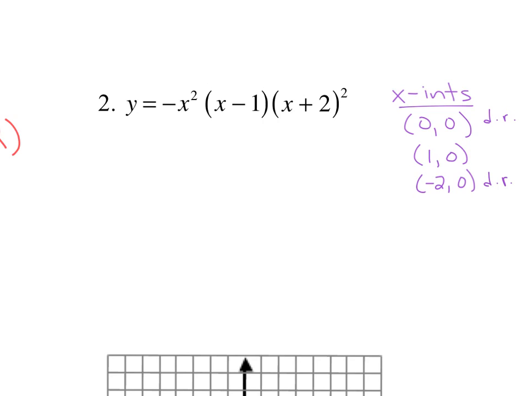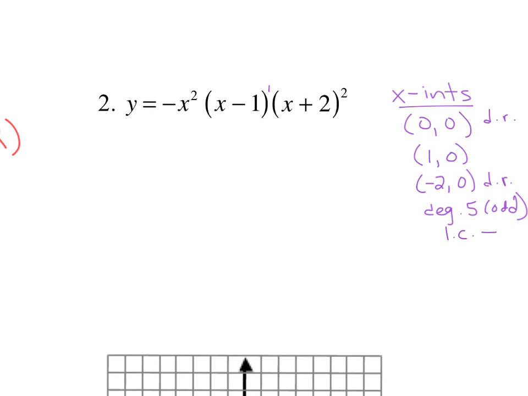So again, you just add up what we call multiplicities, the degrees of each factor. So 2 plus the 1, remember that's just to the first power, plus 2 is equal to 5. So the degree of this polynomial is 5, which is odd. And then we also can get the leading coefficient here. The leading coefficient is negative.